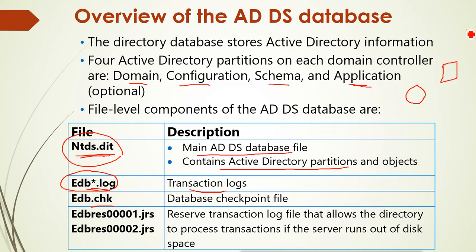It goes into the log file first, and the log file will write up to 10 MB. The default size for the log file is 10 MB. After the 10 MB, it is going to be purged and updated into the main database, or before 10 MB, if the time comes, it will update into the main database. Otherwise, if the 10 MB is full, it will create one more EDB file.